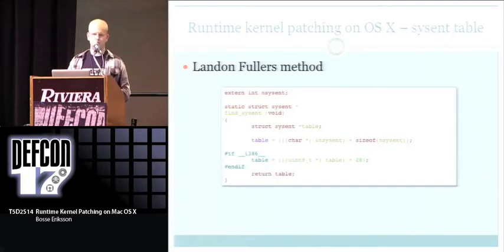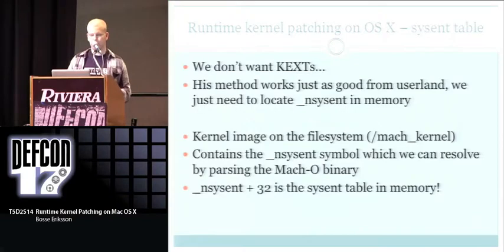I can mention before 10.3, the sysentry table was exported, so you could access it directly from a kernel extension, but it's not anymore, so you can't patch it directly. You need to locate it in memory. And that works pretty good for Kext, but as I said, we don't want to use Kext.